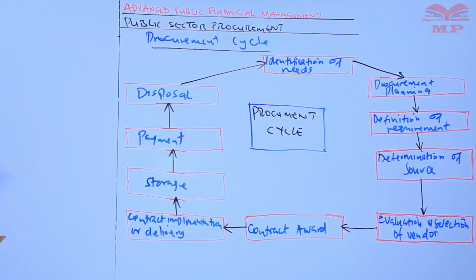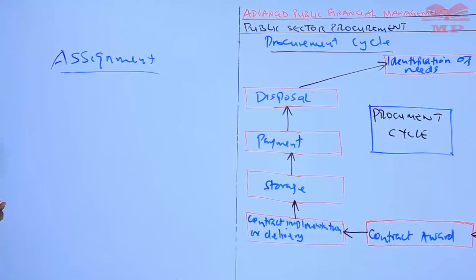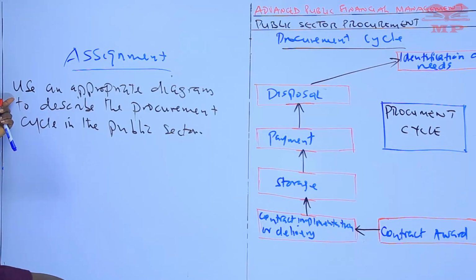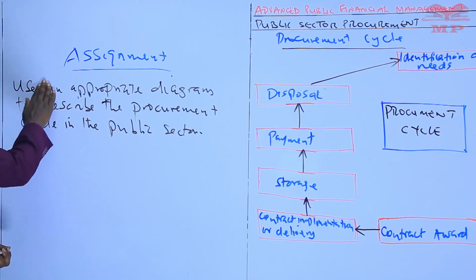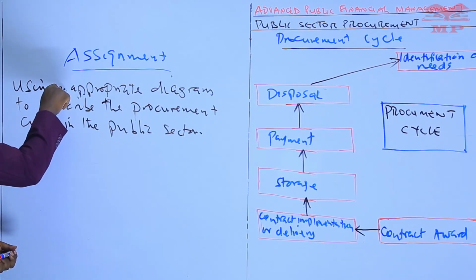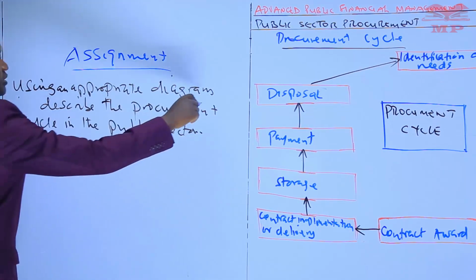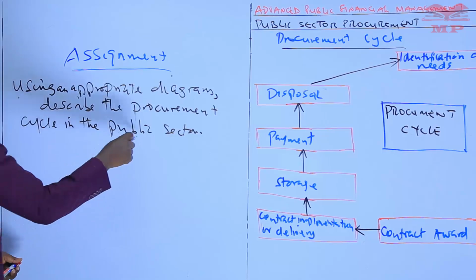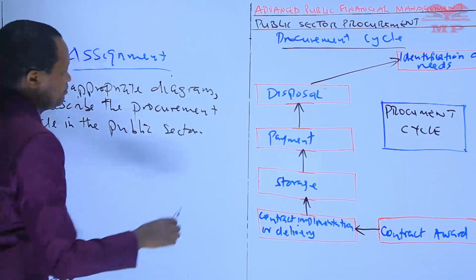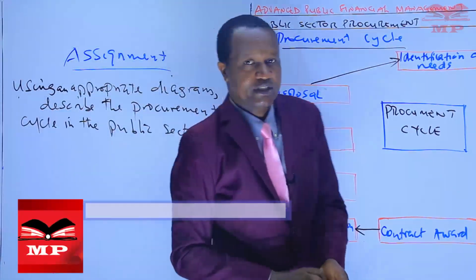I'll give you one question as we close the lesson. Assignment: using an appropriate diagram, describe the procurement cycle in the public sector. That is your today's assignment.